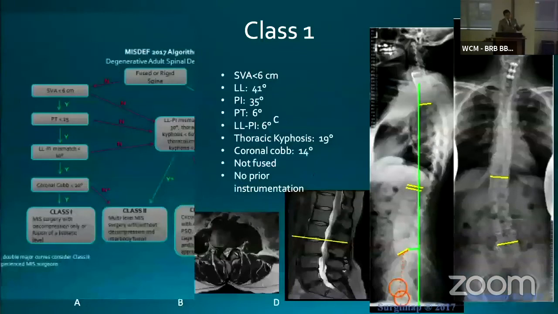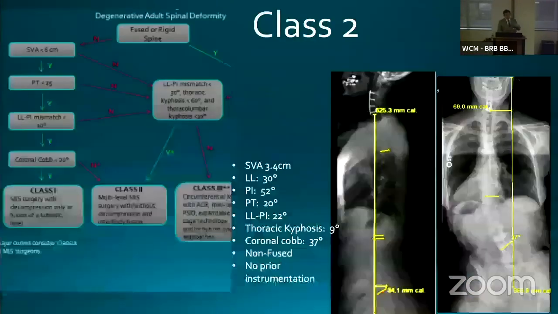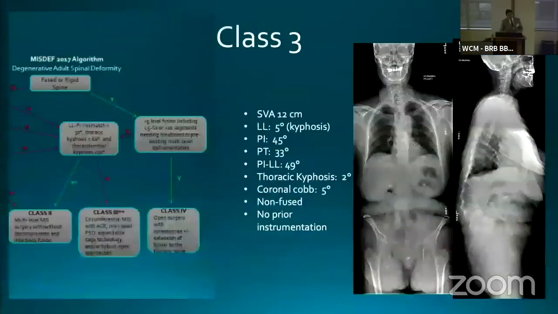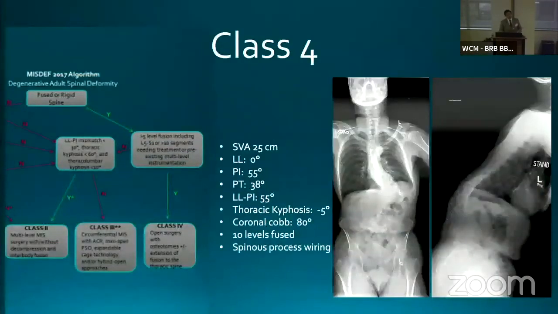So class 1 is a very mild deformity. I'm just going to breeze through this because I'm a little bit short on time. Class 2 is a little bit more significant coronal deformity. Class 3 is a patient who in the past would be treated open because of their sagittal plane deformity, but because of newer techniques, may be able to be treated with a less invasive approach. And then class 4 is your more traditional significant fixed deformity or prior operated deformity who would not be a good candidate for MIS techniques currently.